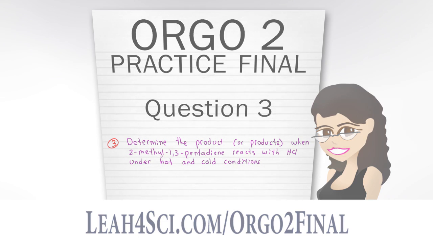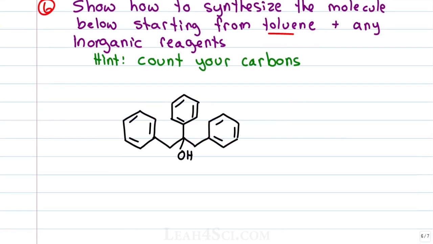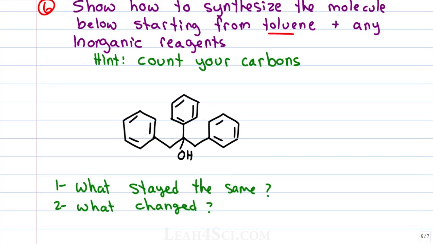For question 6, we're told to show how to synthesize the molecule below, starting from toluene and any inorganic reagents, meaning the only source of carbon is toluene and nothing else, and we have a hint to count the carbons. Whenever you're working through synthesis, you want to ask yourself two questions. What stayed the same and what changed?